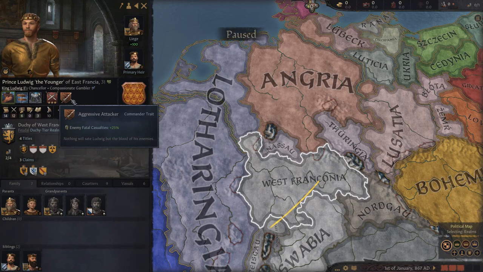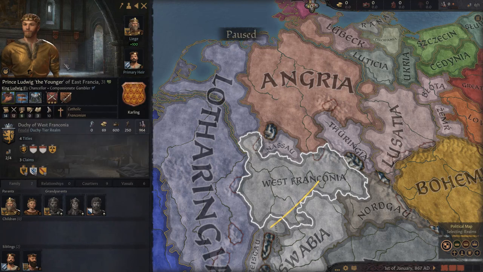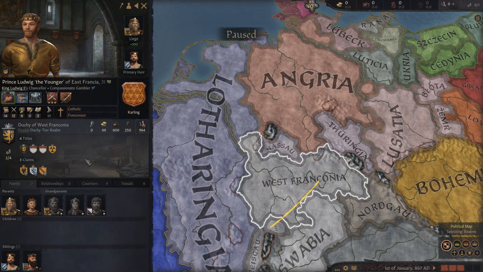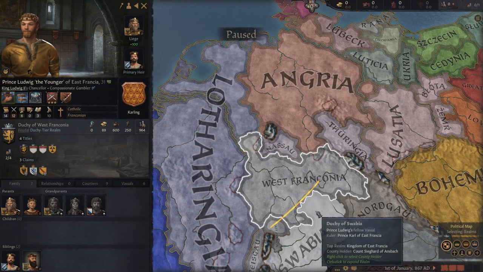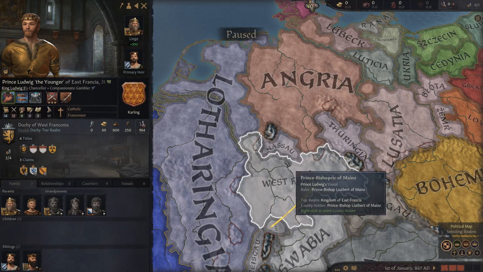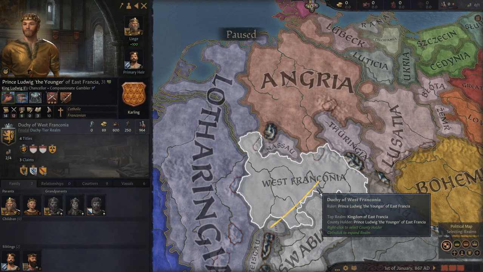You can see here, as an aggressive attacker and skilled tactician, that his military background is represented within the game. He is gregarious, a little fickle, but he is very honest. So, by all accounts, Ludwig was a decent person, given the time he was in. So, I personally would try to build from within, and then maybe eat up East Francia.